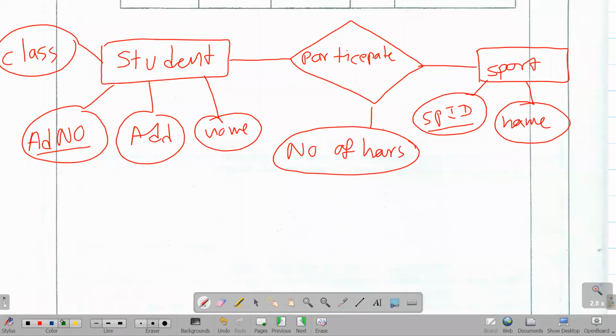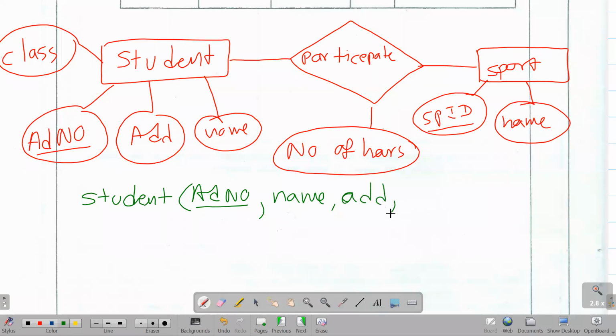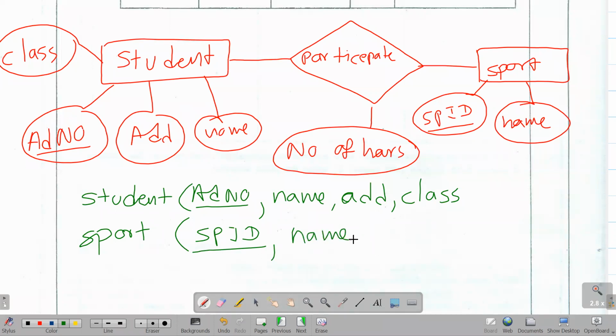We are going to take the student and we say admission number, primary key, name, address, and class. For the sport, ID and name.